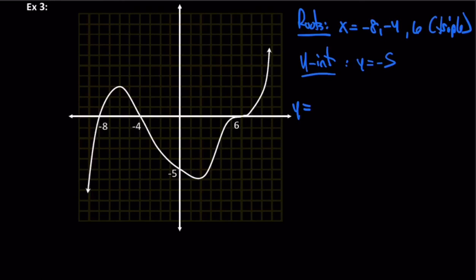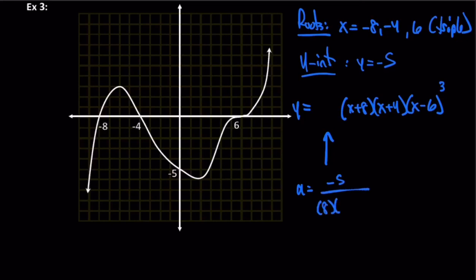All right, so here's my equation. Y equals, I'm going to have a value for A here. I'm going to leave some room. X plus 8 times X plus 4 times X minus 6 cubed. All right, so now your value of A equals the y-intercept over product of factors. 8 times 4 times -6 cubed.